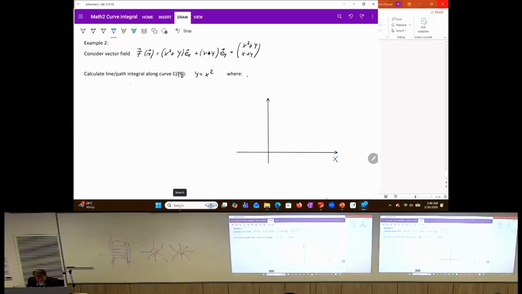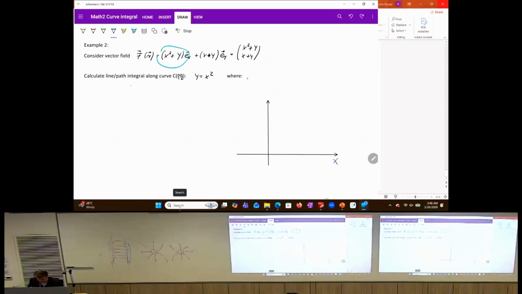Okay, you see here now your force field, F on R. And the force field this time has an x component which is dependent on y and on x, and also your y component is dependent on x and y. So you can write this here in vectorial notation. You see here the x component is x squared plus y, the y component is x plus y. And now let's go through the same procedure as we did in the first example.